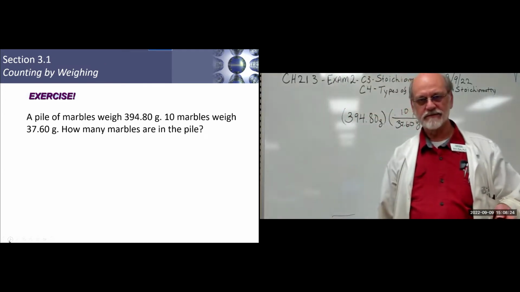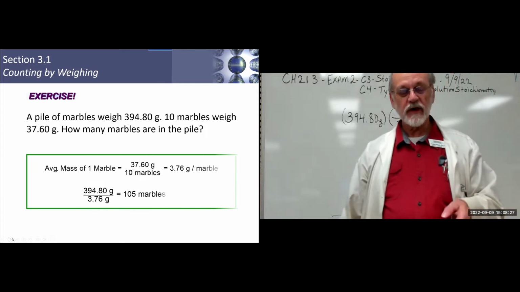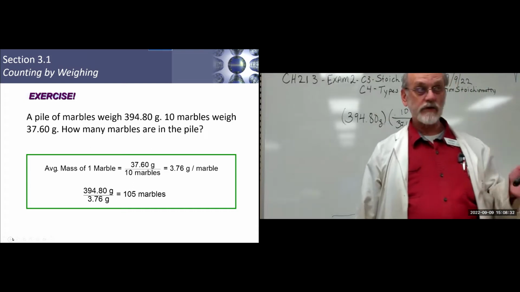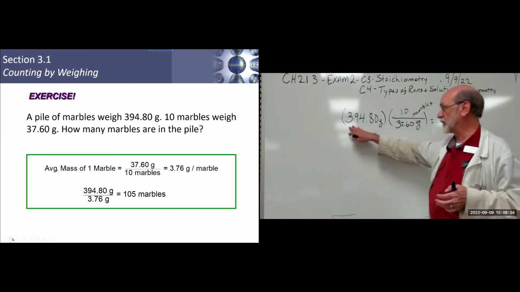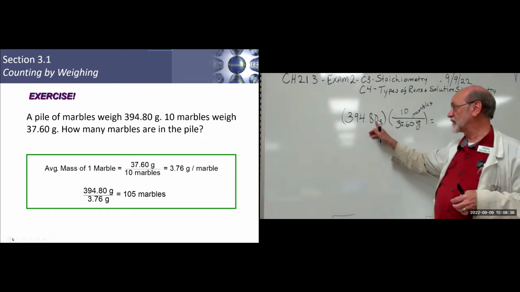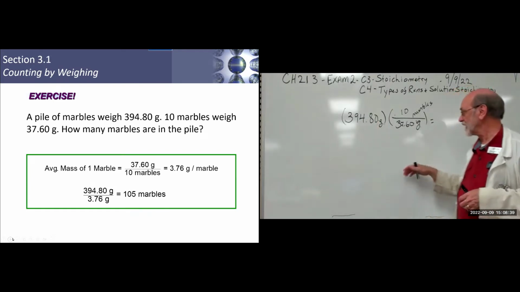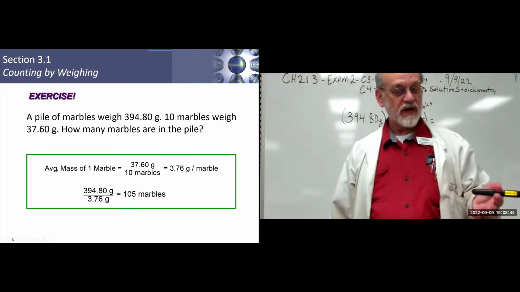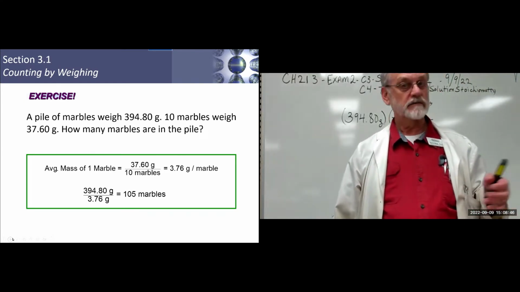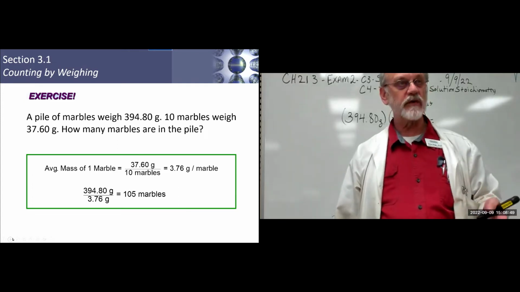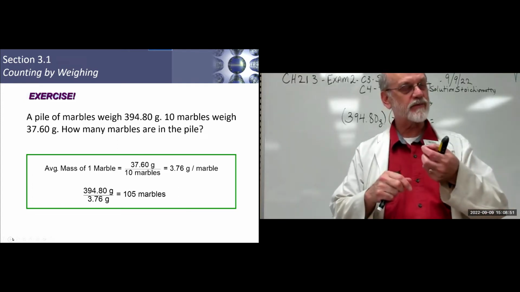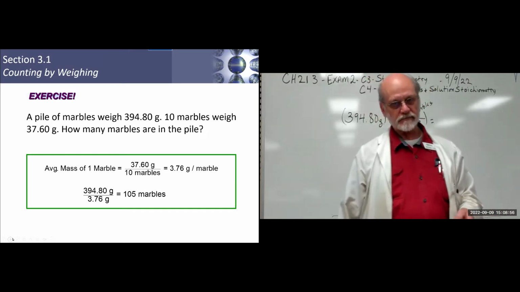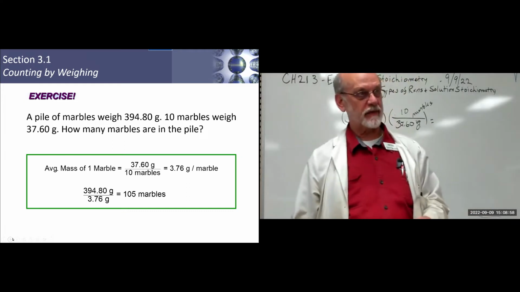Come on. There we go. So there we find that we have 105 marbles. Of course, always recognize that there could be some kind of error. Remember, that's an uncertain number. So it could be 106, could be 104, whatever. But it's closer than we would get if they were really small, like atoms, and we tried to count them. That'd be impossible. We don't have the equipment for it. So we count atoms by weighing them.